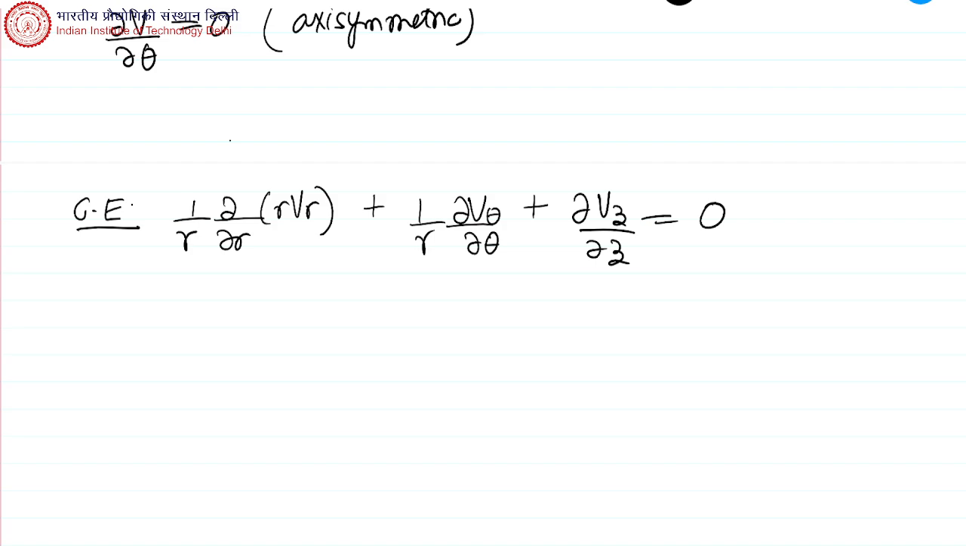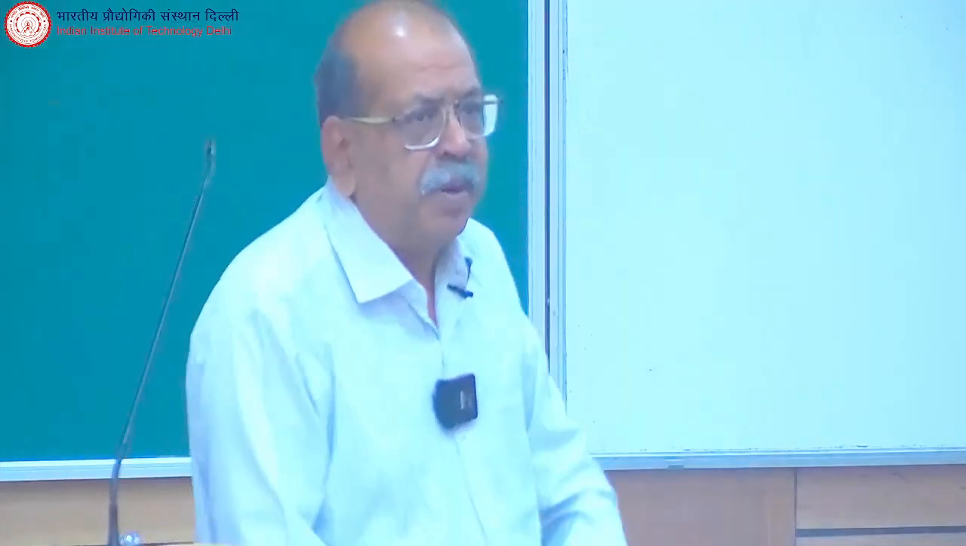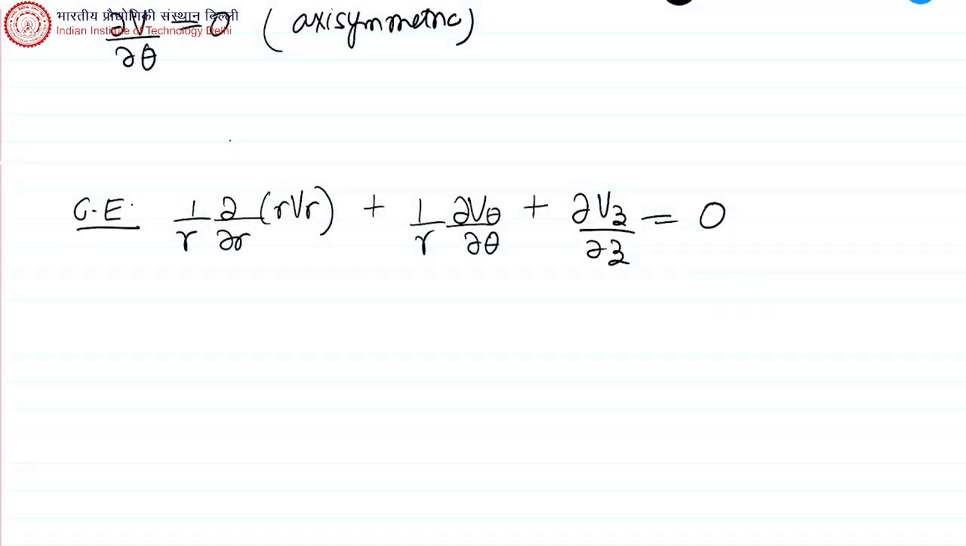Now, one of the students sent a mail to me, and I have written this equation wrong in lecture 23. I have written partial v theta by partial theta as partial v theta by partial r. Please correct that. Just look at the continuity equation. I have made an error in writing that equation. So you can correct that in lecture 23. So this is the continuity equation. Now, how do we simplify this? Are any of these terms 0?